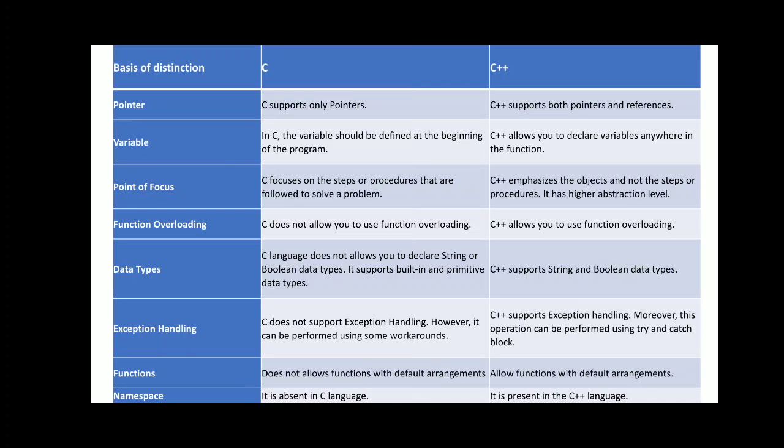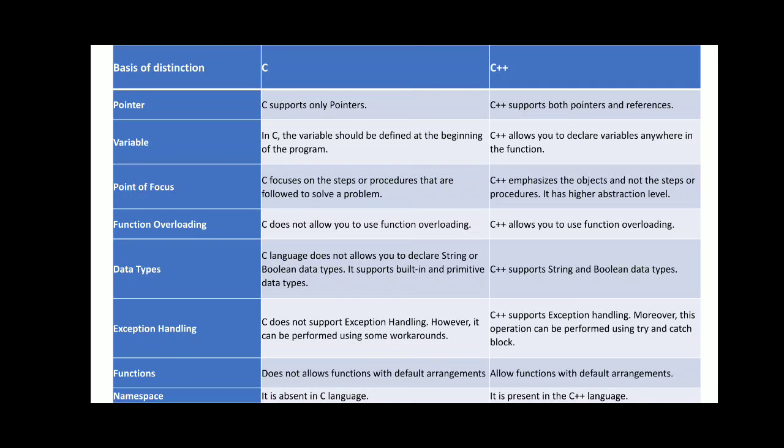Function overloading is there. Function overloading is a concept of polymorphism. C does not allow the use of function overloading, whereas C++ allows function overloading. What is function overloading? Functions with the same name but performing different tasks. That is called function overloading.